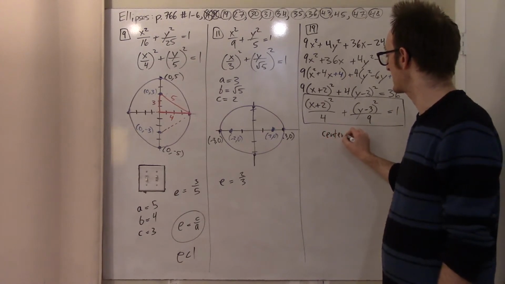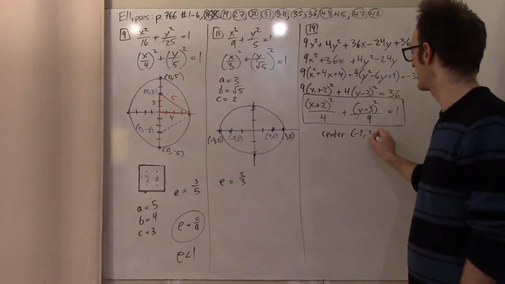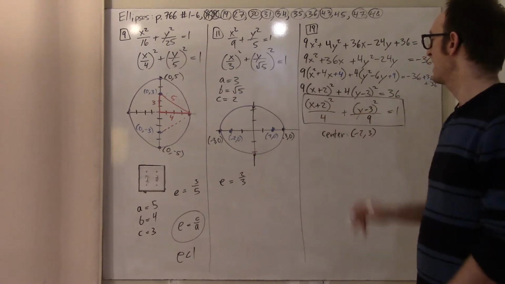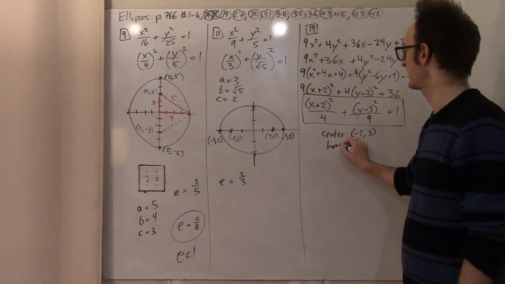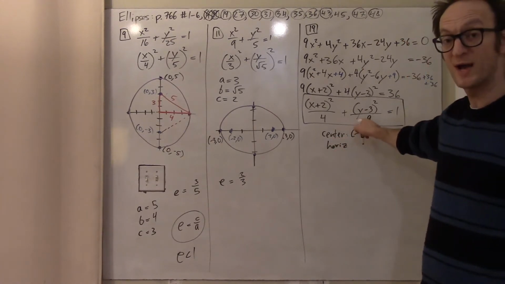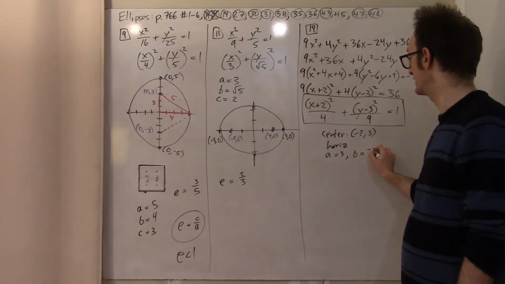Well, first of all, the center has been shifted. It's not going to be at the origin. Instead, it's going to be at (-2, 3). And then also, this is going to be a horizontal ellipse because I'm being stretched in the y direction by a factor of 3. a is 3 and b is 2.